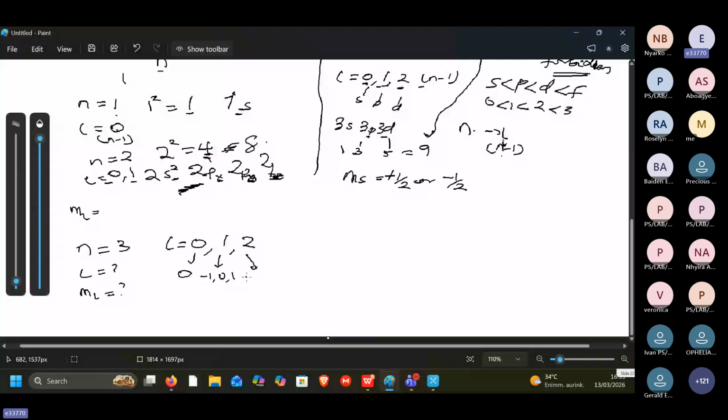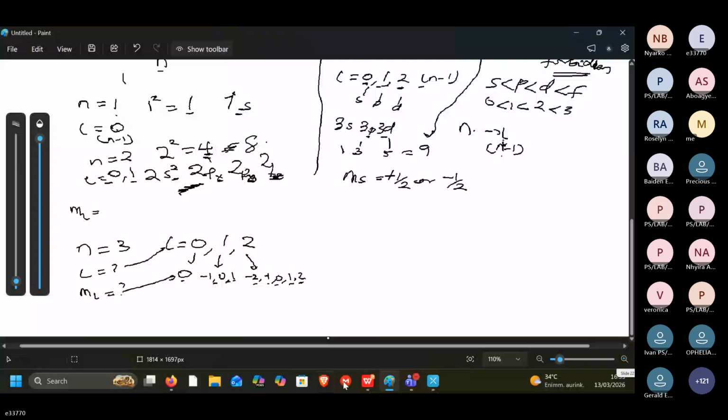So if I take n equal to 3, the total number of orbitals which will be available is going to be 1, 2, 3, 4, 5, 6, 7, 8, 9. I've mentioned that earlier. So 9 different orbitals in that energy level. But then the ML is that, and the L is also that. Does it make sense?